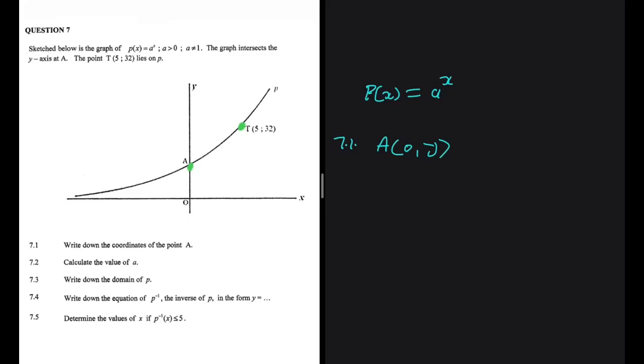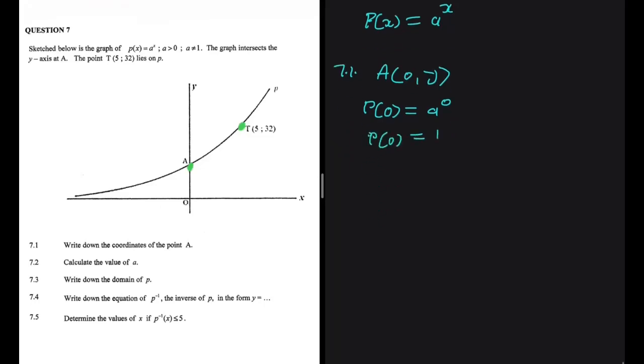For us to find that value of y, we just have to substitute 0 into our equation p of x. So p of 0 will be equal to a to the power 0, but we know fully well that any number to the power 0 is 1, so p of 0 equals 1. So for the coordinates of A, we have an x value of 0 and a y value of 1. And just like that, we have the coordinates of point A.